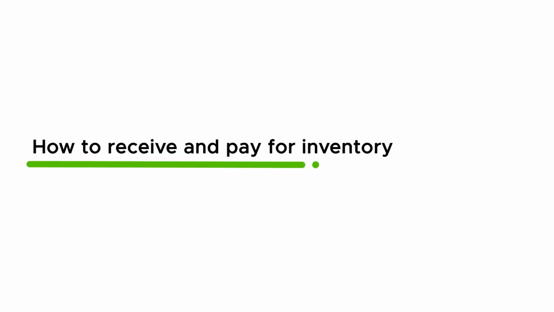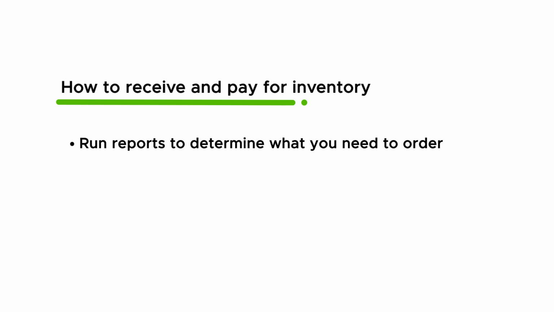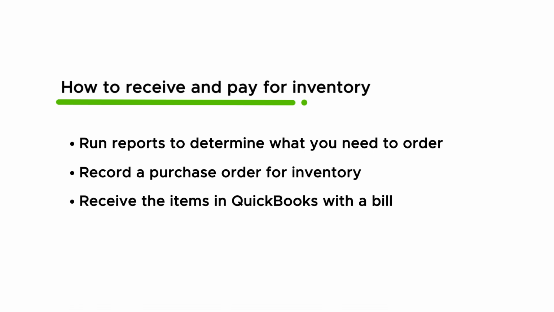QuickBooks Desktop helps you manage purchasing inventory with purchase orders, bills, and stock status reports. First, you run reports to determine what you need to order. Next, record a purchase order for inventory. When your vendor ships the items, you receive the items in QuickBooks with a bill. When you're ready to pay the bill, you record the bill payment.